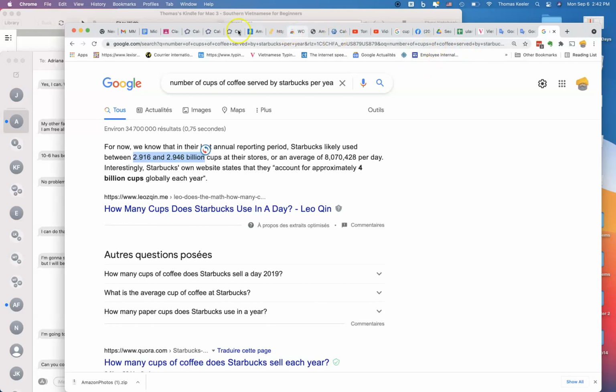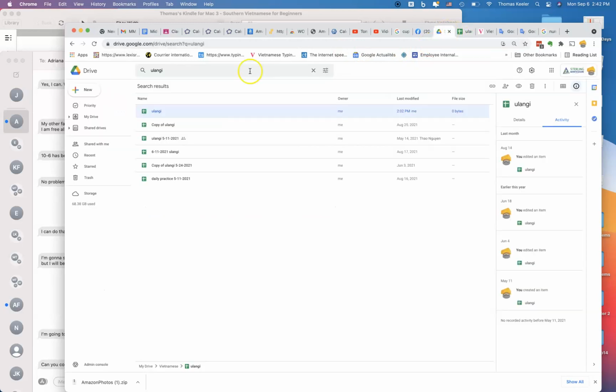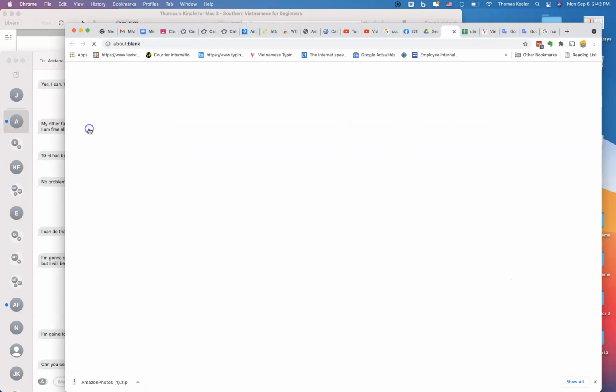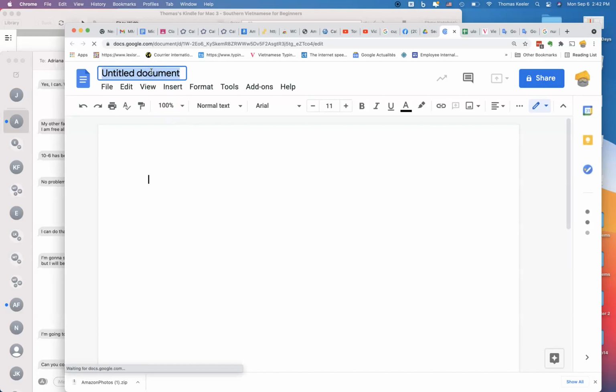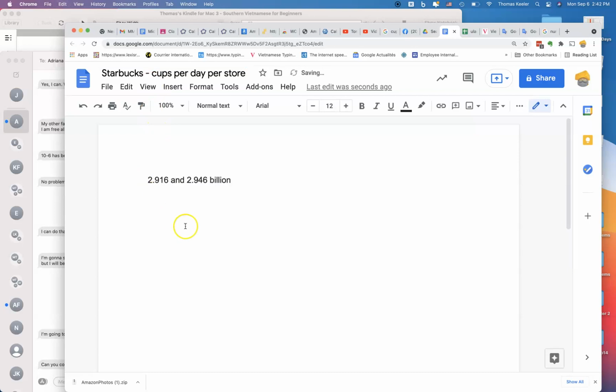And so if we go, let me see if I can find my drive here. All right, so we'll create a new document. Starbucks, cups per day per store. So we want to get from this big number, which is cups per year for all Starbucks.